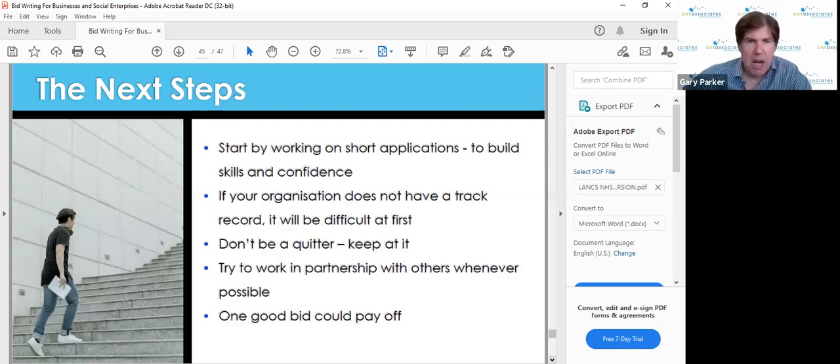So third point, don't be a quitter, keep at it, because the longer you do it, the more likely you are to succeed. Try to work in partnership with others whenever possible. I haven't really talked about this today, but again, this is a good way to move forward. And finally, one good bid could pay off. So you never know, and the more you do this, the more likely you are to get some success.